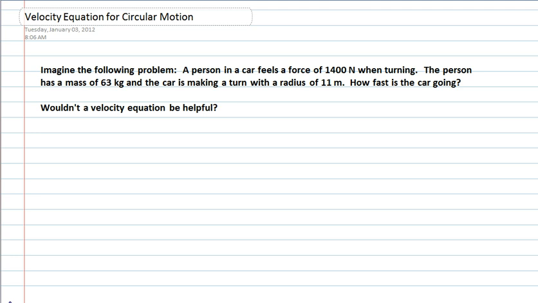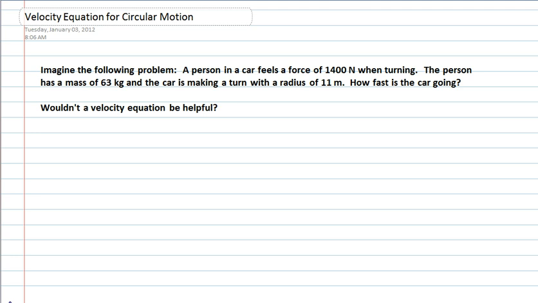Okay, let's get into a little bit of physics here so we don't get too far behind. What I've put up is a different type of problem for circular motion. It says, imagine a person in a car feels a force of 1,400 newtons when turning. The person has a mass of 63 kilograms and the car is turning with a radius of 11 meters. How fast is the car going?